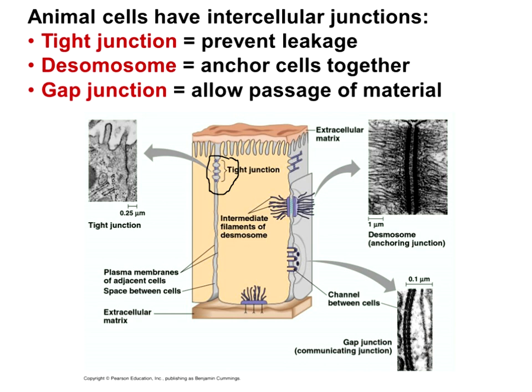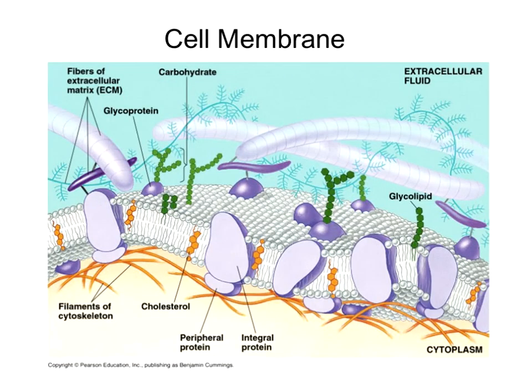The desmosomes, which are going to be found right here, anchor the cells together. So desmosomes help to anchor them, and that's because they have these little filaments that kind of branch off into each of the cells, so it acts like an anchor to hold the cells together. And then lastly, we have the gap junction, which is here, and that's going to allow for passages of materials through the different cells. Okay, so those are three different types of junctions.